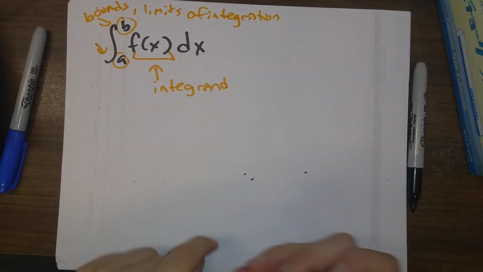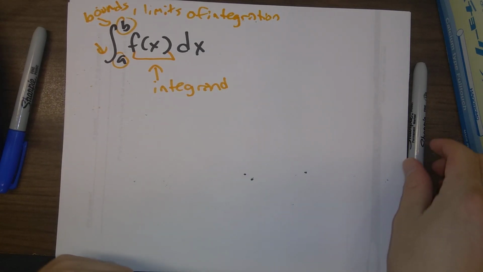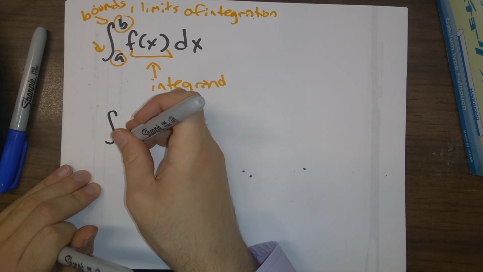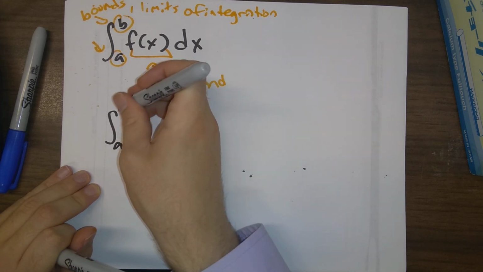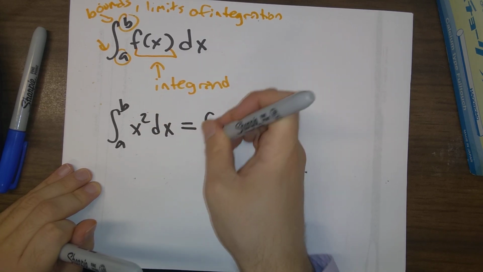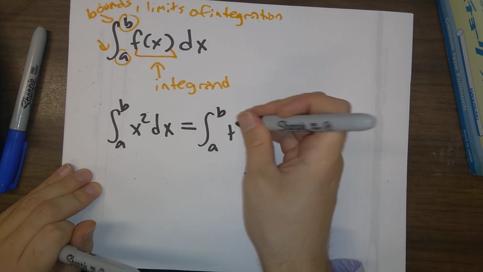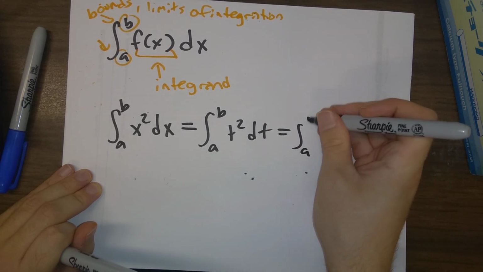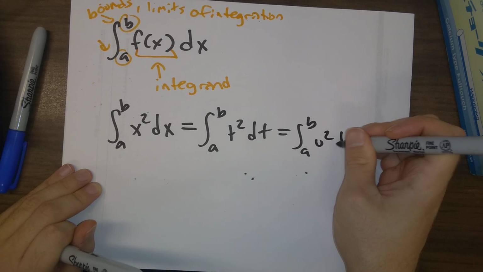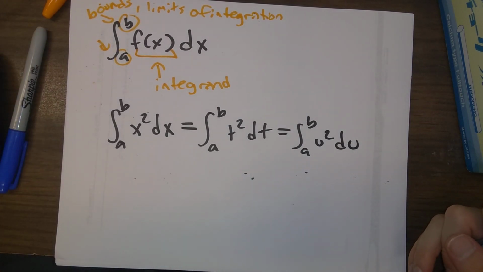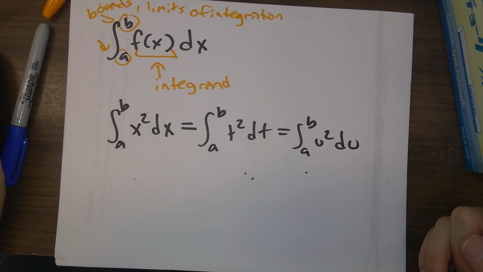This x here is what we would call a dummy variable. If we say the integral from a to b of x squared dx, this is the same thing as writing an integral from a to b of t squared dt. This is the same thing as writing an integral from a to b of u squared du. We can use basically any letter that we want there, and it all expresses the same idea.